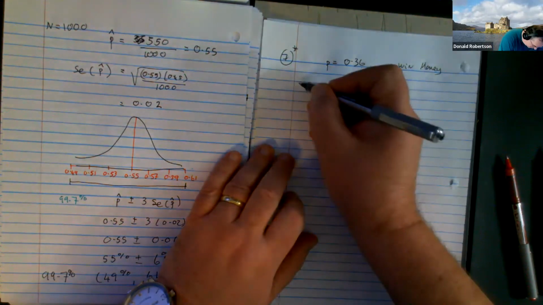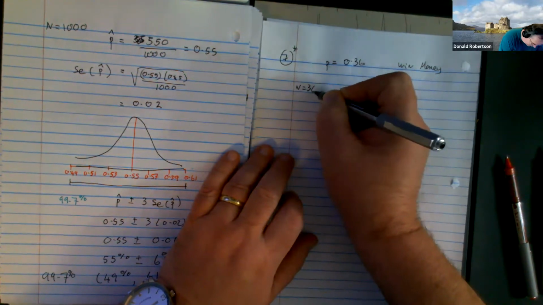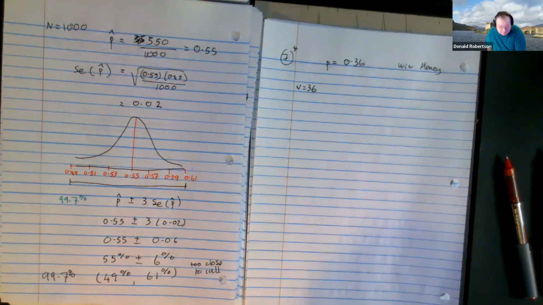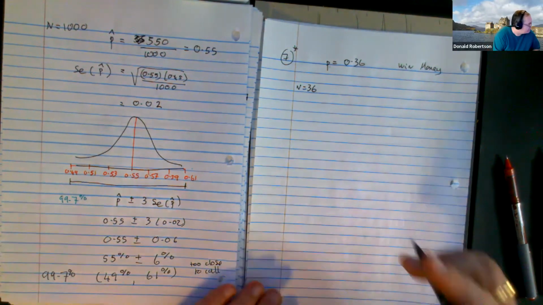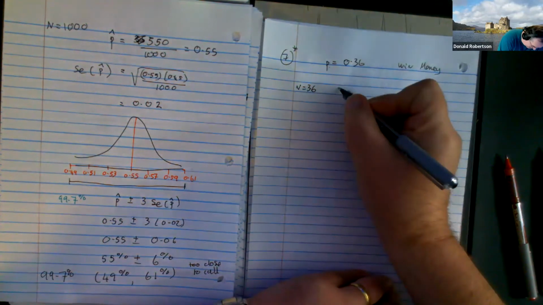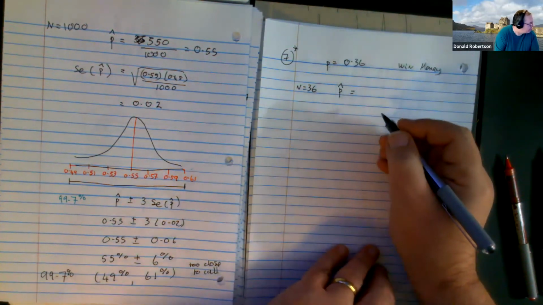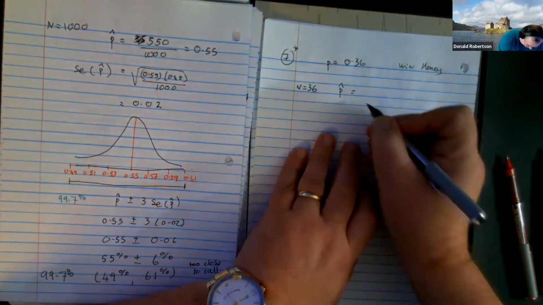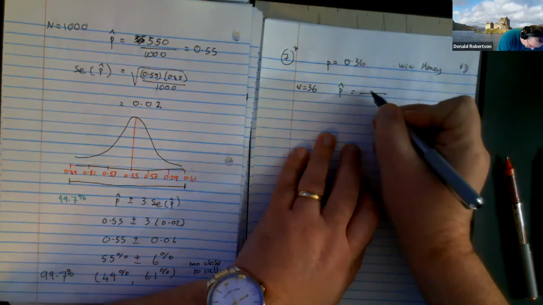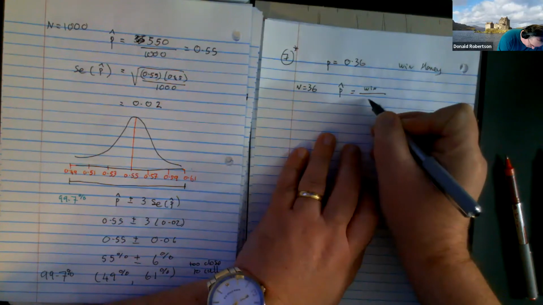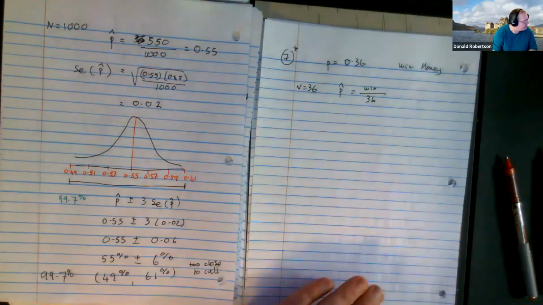Now consider a sample of 36, which could be that you're just a gambler and you bought 36 tickets. P hat is the sample proportion of the winning tickets in your sample. So P hat is essentially how many you won, divided by 36.